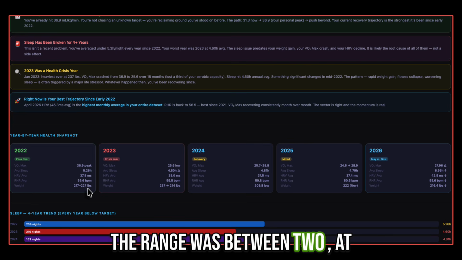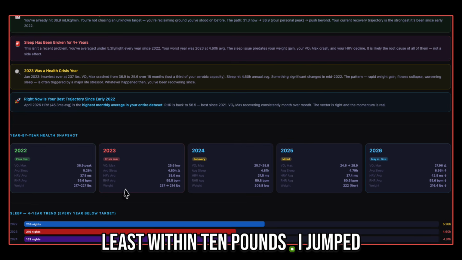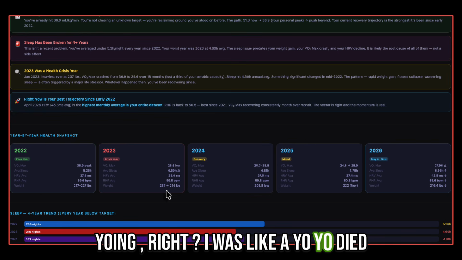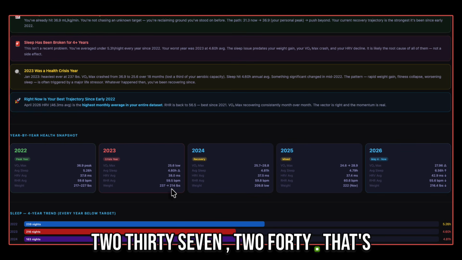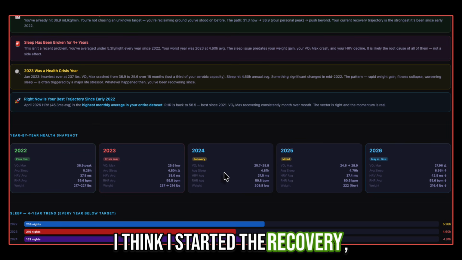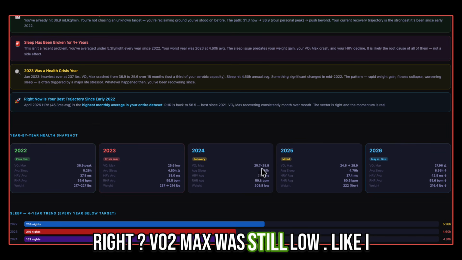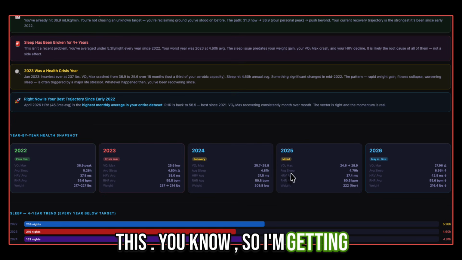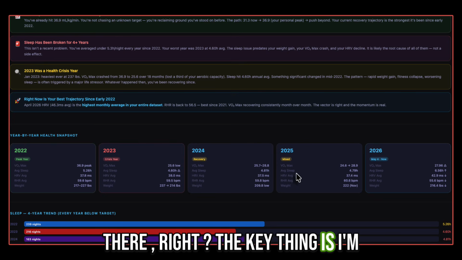The range was at least within 10 pounds. I jumped from, I was yo-yoing, right? Like a yo-yo diet, 237, 240. That's crazy, right? In 2024, I think I started the recovery, right? VO2 max was still low. I'm trying to go back to this, so I'm getting there, right? The key thing is I'm getting there.